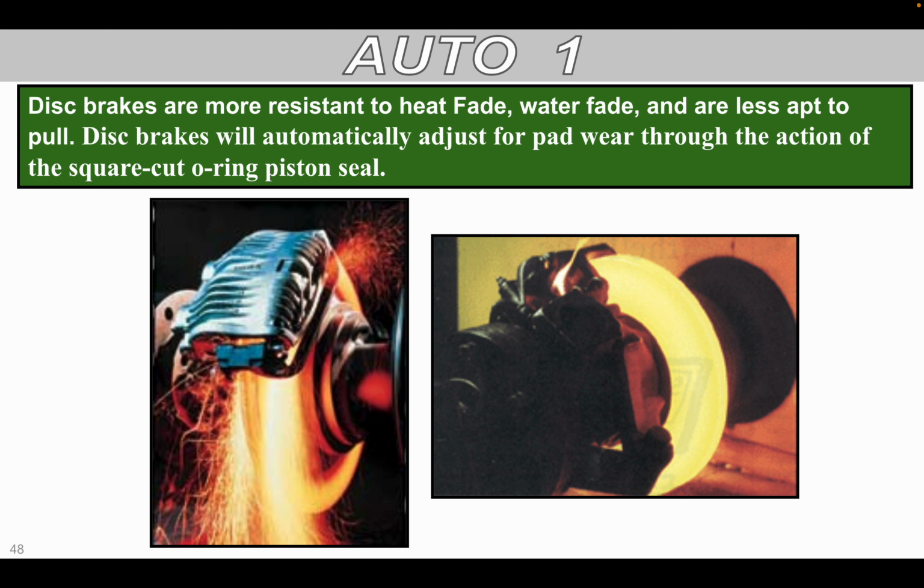Disc brakes will also automatically adjust for brake pad wear through the action of the square cut O-ring piston seal. We don't know what that is yet. We'll talk about what the square cut O-ring piston seal is. But the cool part is that it's self-adjusting. So as brake pads get thinner and wear out over time, due to the fact that we're causing friction, it's going to self-adjust, meaning that we're going to be always able to push that brake pad against the rotor, even as it wears. Drum brakes actually require adjusting periodically as the shoes wear.